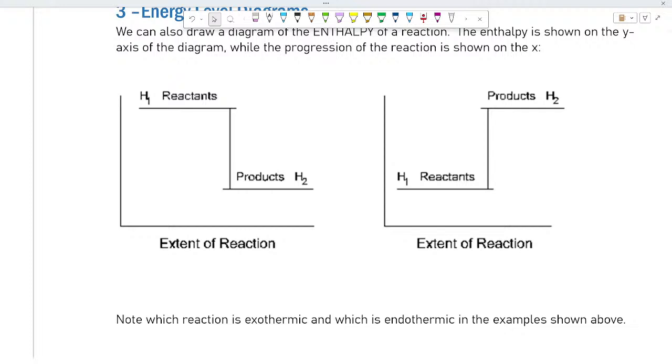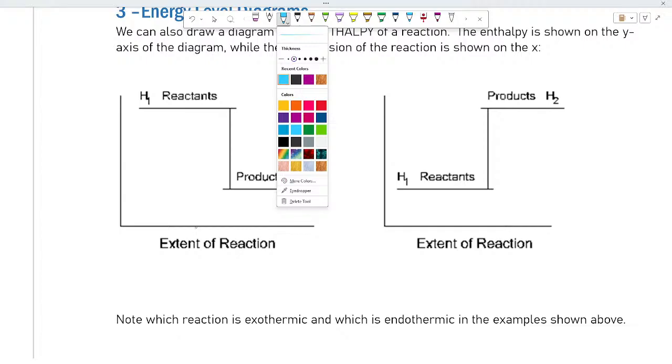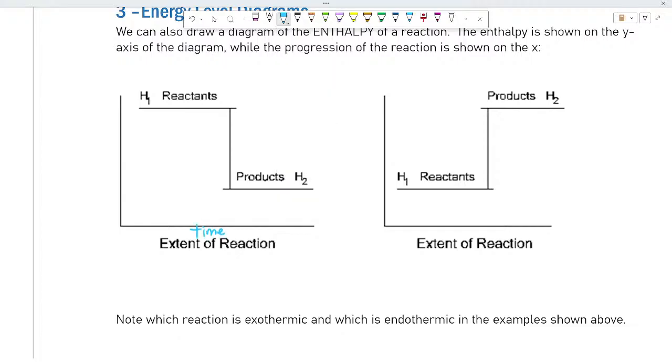is a graph. And it's a graph where on the bottom is time. In other words, the extent of the reaction as time goes forward. It doesn't have to necessarily be measured in any unit. Could be seconds, could be minutes, could be hours. Depends on the reaction. Could be millennia. And then on this scale is enthalpy, right? In other words, H, and that's measured in joules or kilojoules or whatever. Doesn't matter what.